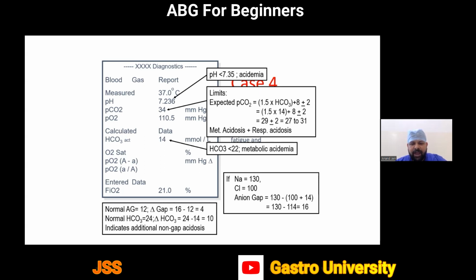Now, once we have established the high anion gap metabolic acidosis, we will check what the gap is. So we will also calculate the delta bicarb. So delta bicarb is normal bicarb, 24, minus 14, is equal to 10, and 4 divided by 10 is less than 1. So this indicates that the patient has a non-gap acidosis.